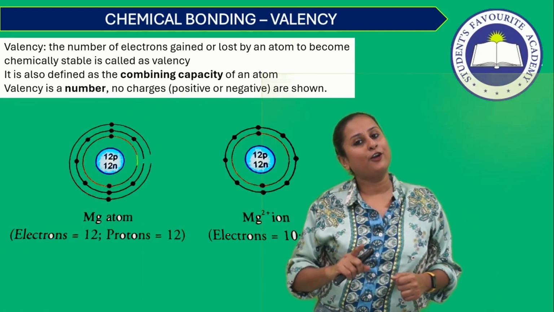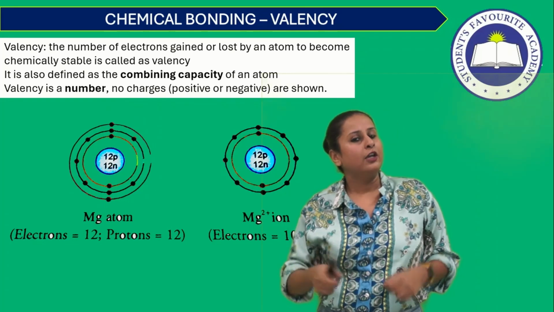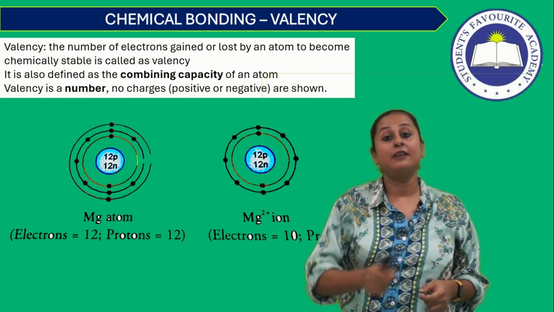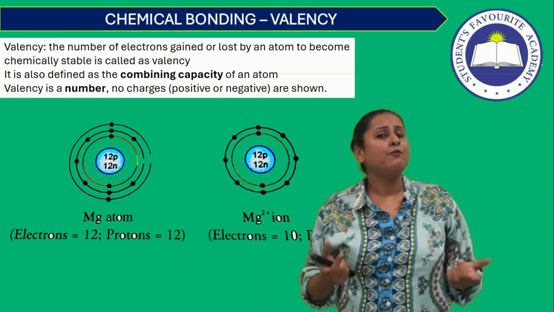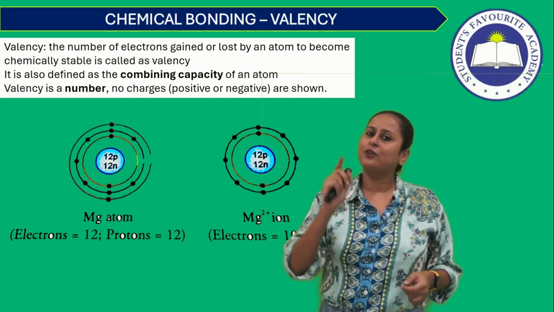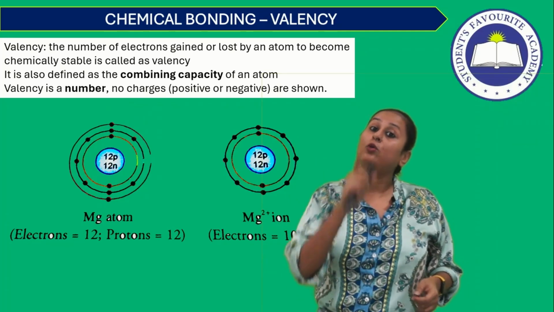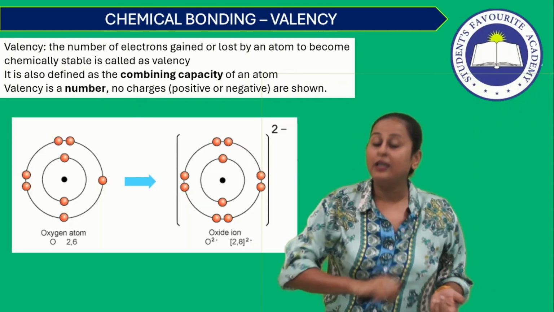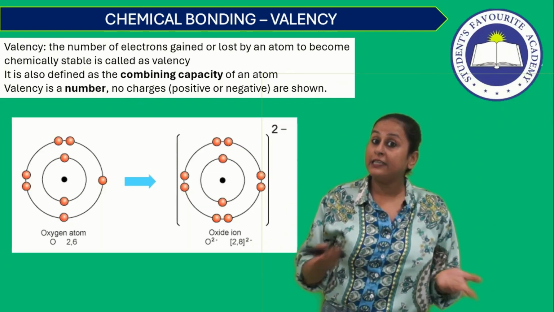Let us take the example of magnesium. Magnesium has the electronic configuration 2,8,2. So how many valence electrons does magnesium have? Magnesium has 2 valence electrons. And what is the valency of magnesium? Magnesium loses 2 electrons to get the electronic configuration of 2,8. So the valency of magnesium is 2.